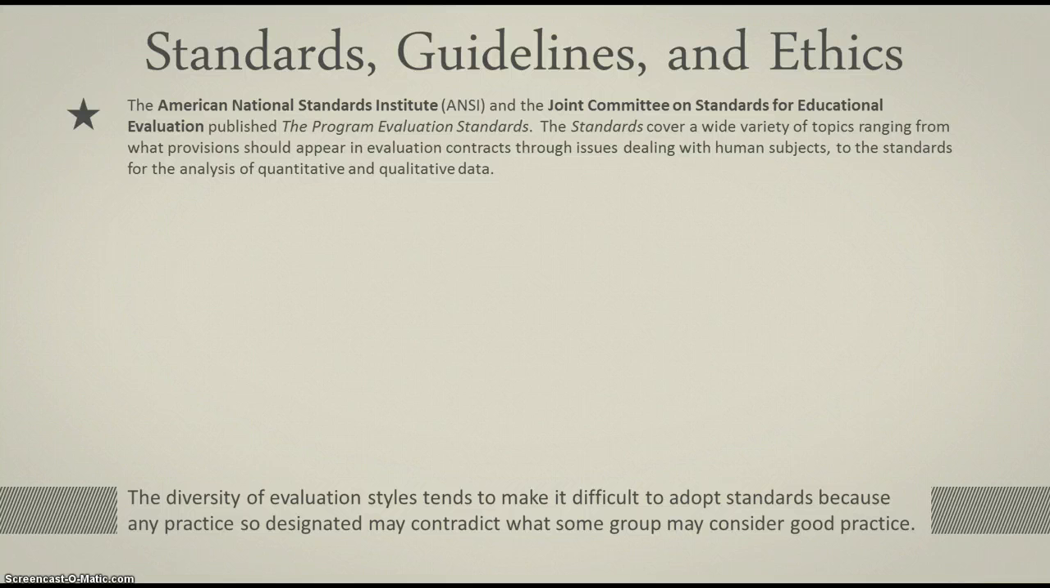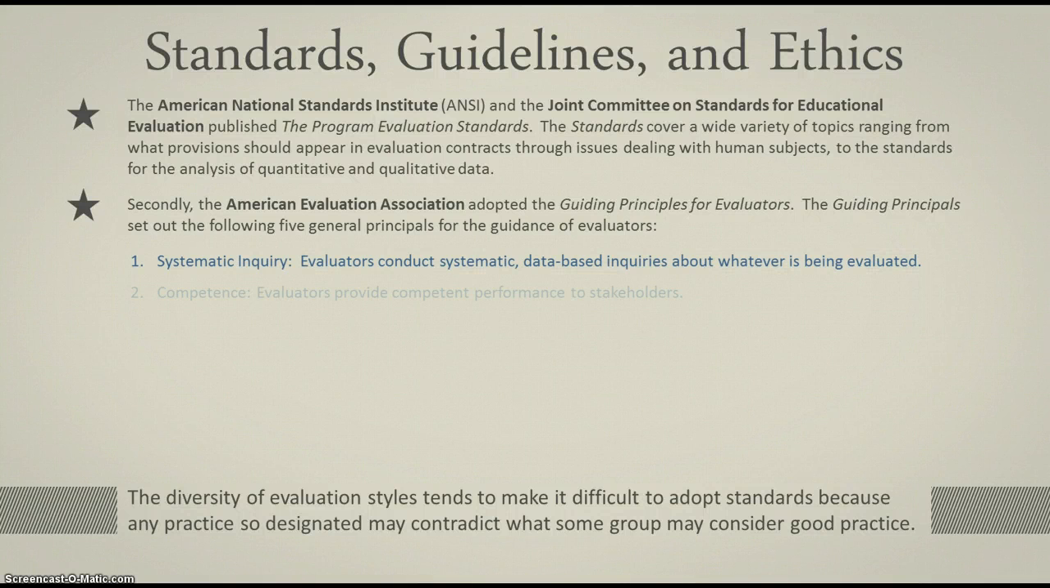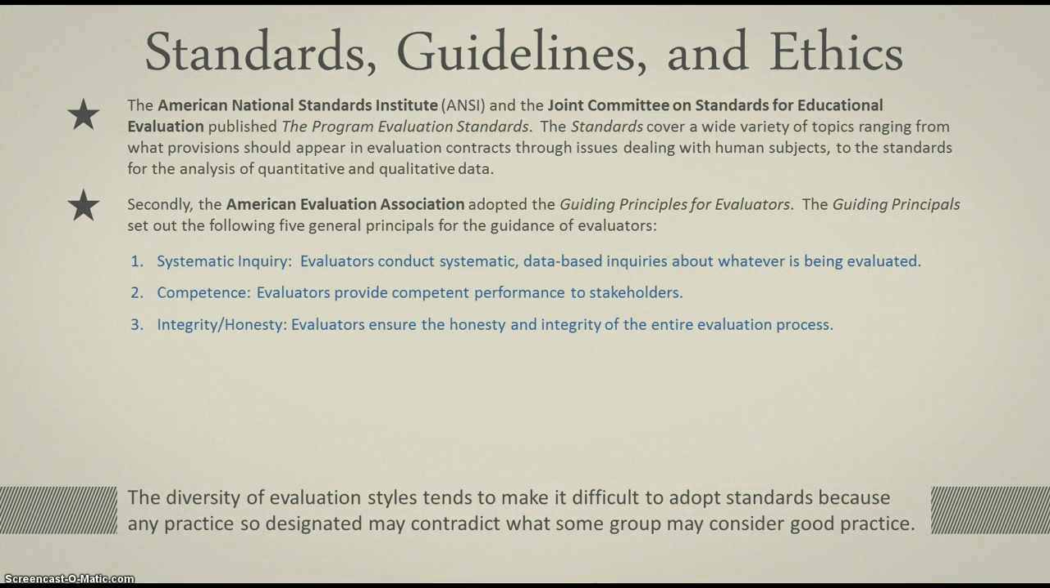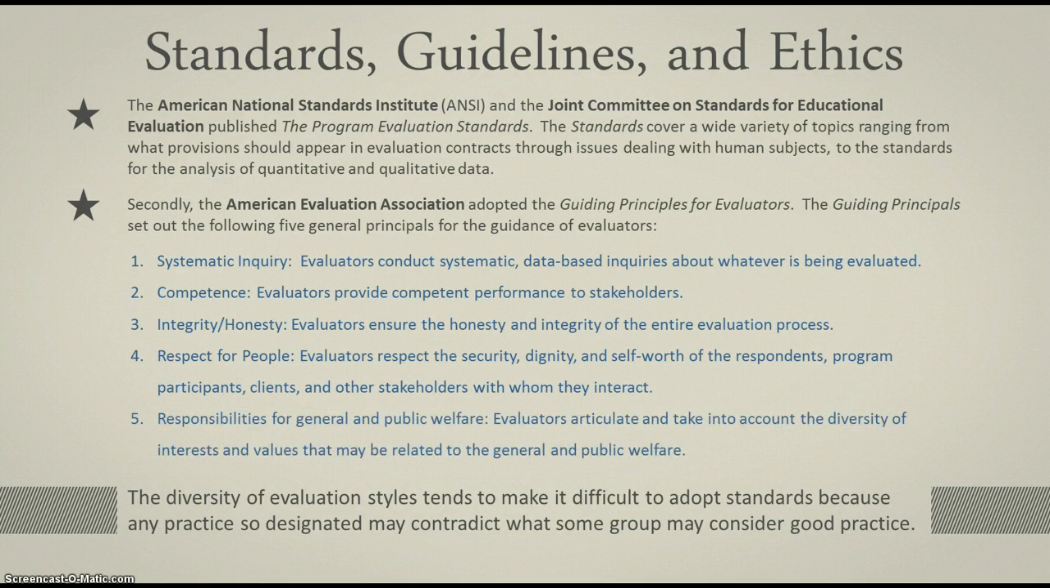They cover a wide variety of topics, dealing with human subjects and analysis of quantitative and qualitative data. The American Evaluation Association adopted guiding principles for evaluators. They set out these five general principles: systematic inquiry, competence, integrity and honesty, respect for people, and responsibilities for general public welfare. The text does a pretty good job of explaining these in further detail on pages 406 and 410, to give you a more comprehensive understanding of each of those components of the guiding principles.